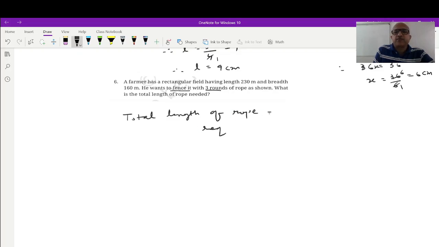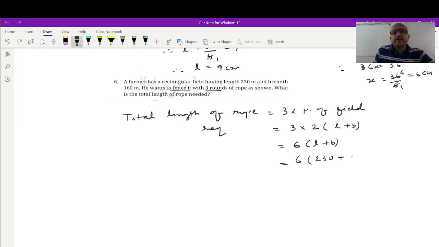Now see, how many rounds? 3 rounds. So 3 into what? Perimeter of this rectangular field. So perimeter of rectangular field. So 3 into 2 in a bracket L plus B. Now here according to BODMAS we can multiply this. So 3 into 2 is 6 in a bracket L plus B. So length is given 230, breadth is given 160. According to BODMAS we'll add this first.